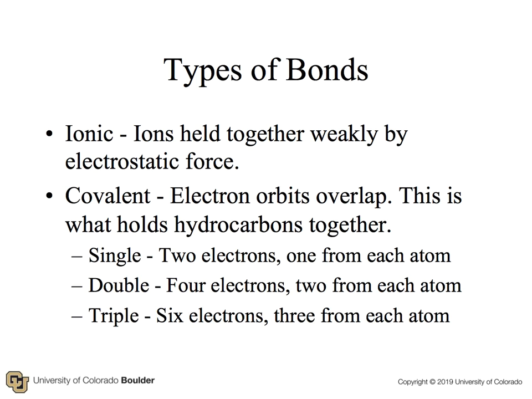Most molecules are bonded covalently, and that's where the electron orbits or electron charge distributions overlap, and that's what holds hydrocarbon molecules together. So a single bond involves 2 electrons, 1 from each atom. A double bond, 4 electrons, 2 from each atom, and a triple bond, 6 electrons, 3 from each atom.